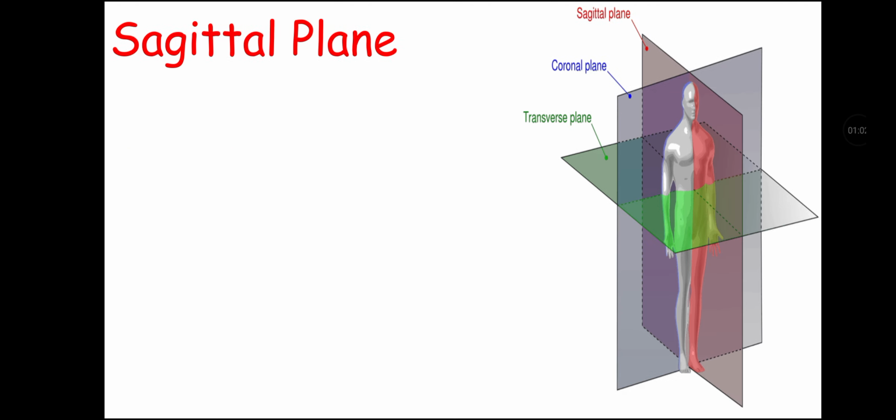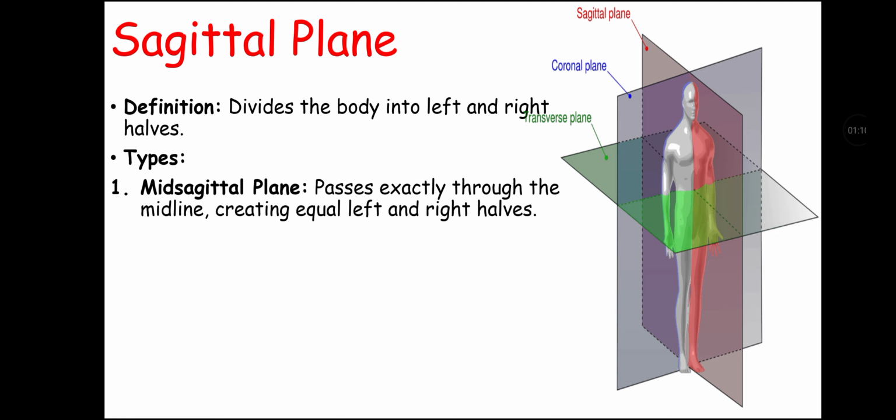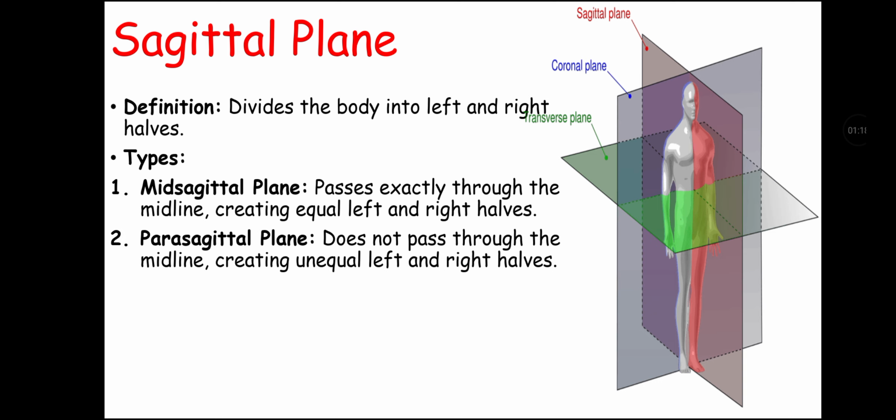Now let's start with the sagittal plane. The sagittal plane is the plane that divides the body into left and right halves. Its types are the mid-sagittal plane, that passes exactly through the midline, creating equal left and right halves, while the other type of sagittal plane is the parasagittal plane, that does not pass through the midline, creating unequal left and right halves. So these are the two types of sagittal plane, the mid-sagittal plane and the parasagittal plane.